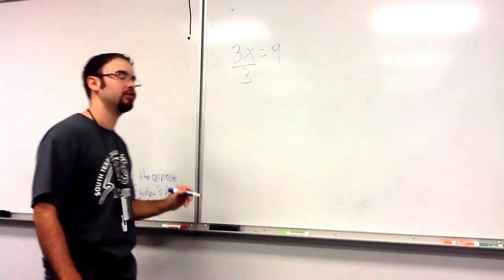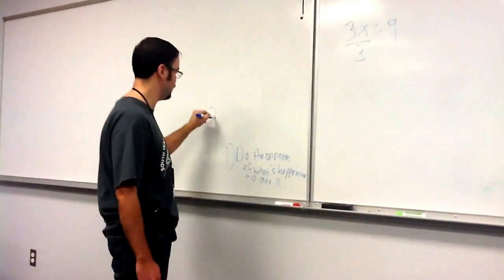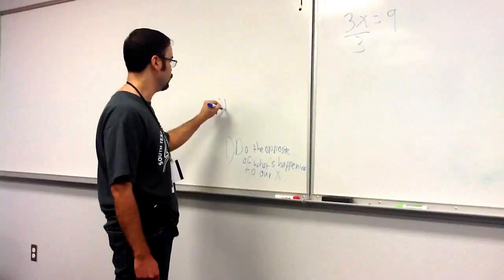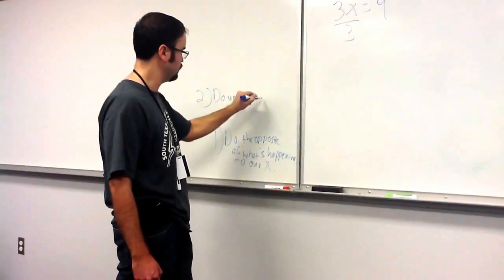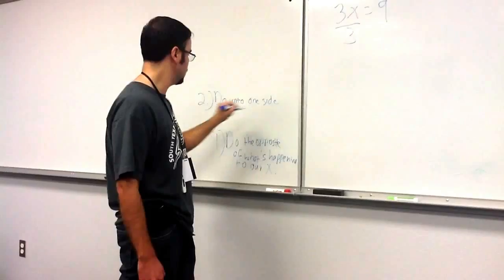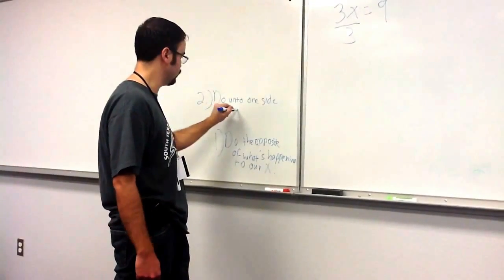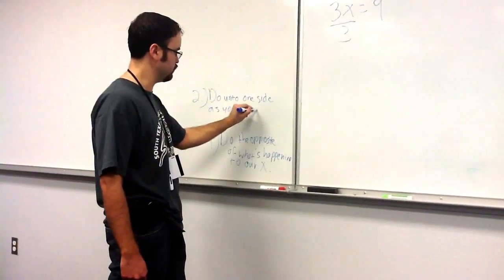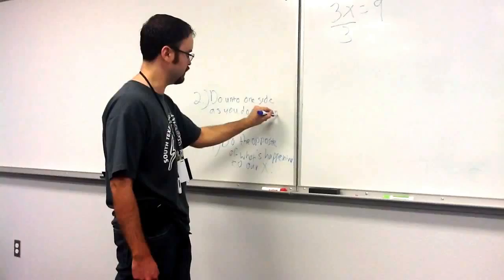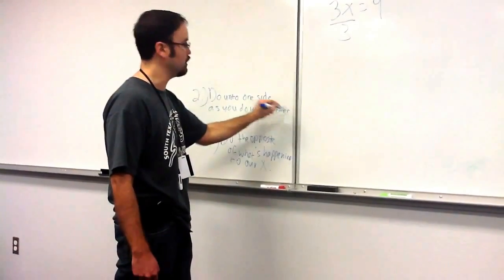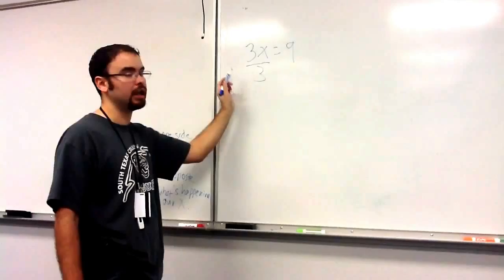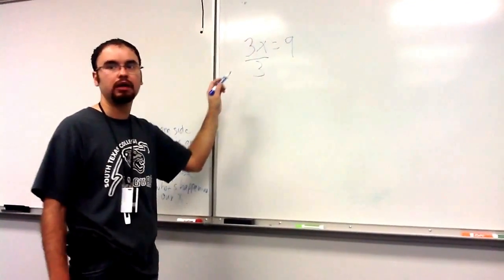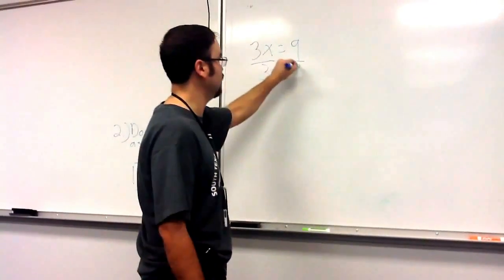Then we need to come to the second step. The second step is going to be the golden rule: do unto one side as you do unto another. Alright, so here I have my divide by 3. Then on this side, in order to keep these two things equal, I have to divide this side by 3 as well.